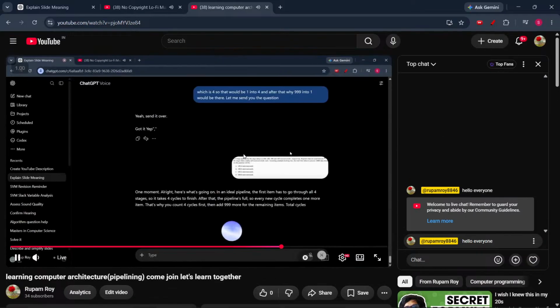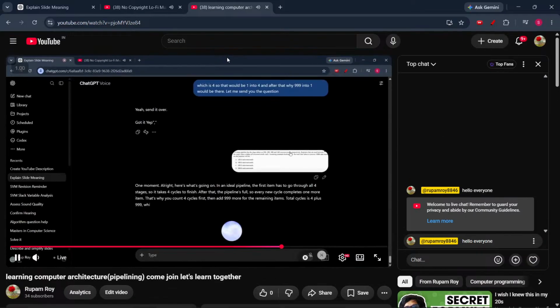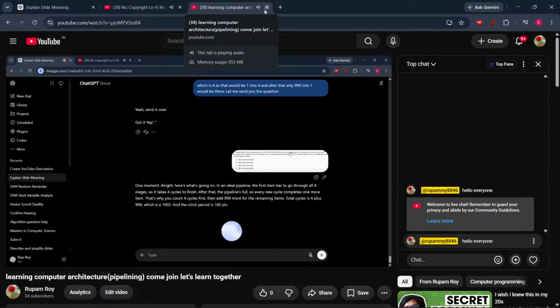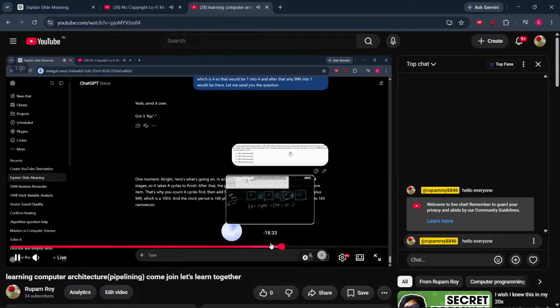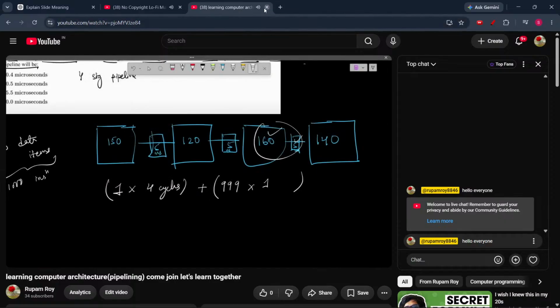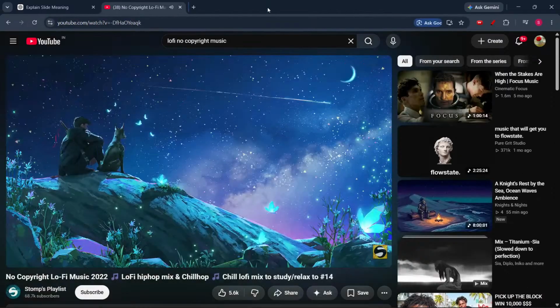Items. Total cycles is 4 plus 999, which is 1003. And the clock period is 160 plus 5, 165 nanoseconds. So total time is 1003 times 165 nanoseconds. Could be 1. False. This is not clocks.